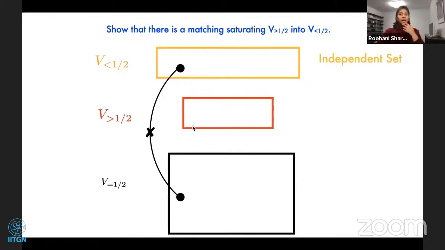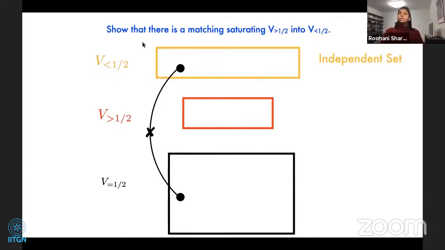And to prove that, I need to show that there is a matching saturating the red set into the yellow set, or the vertices V strictly greater than half into V strictly less than half. If I show that there's a matching saturating this red set, then these 3 sets will actually form a crown decomposition. And then we know we can design reduction rules. In particular, we can remove the red set and pick it in the solution and then delete the yellow vertices.